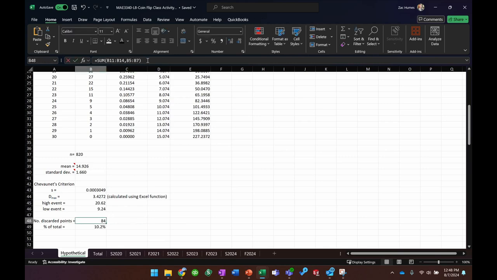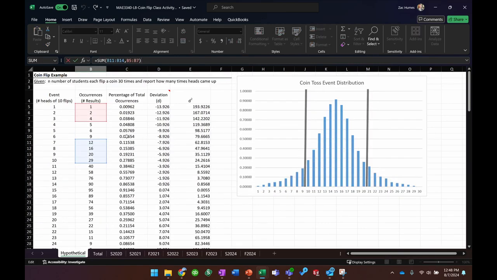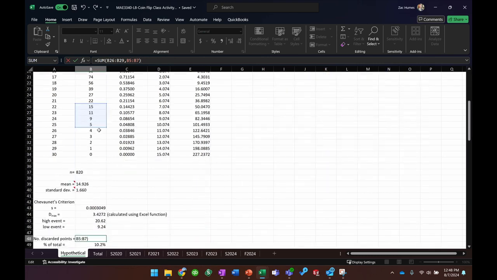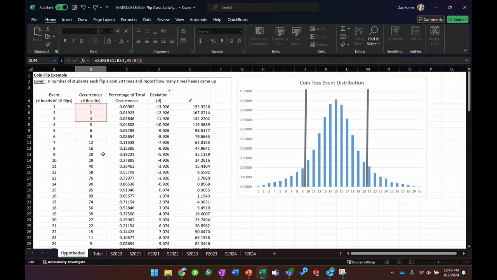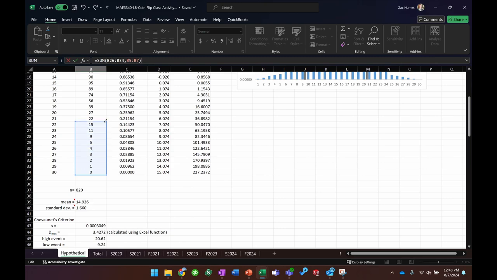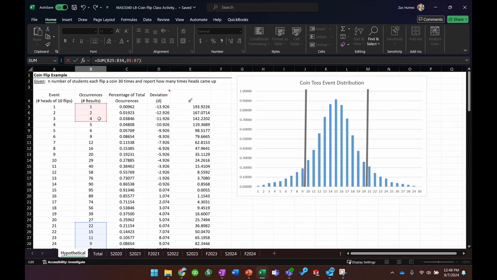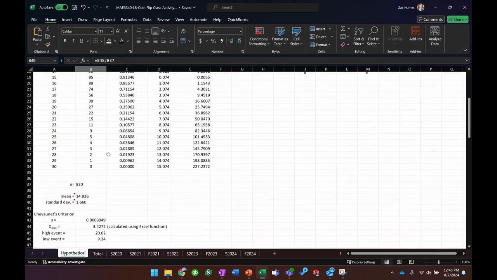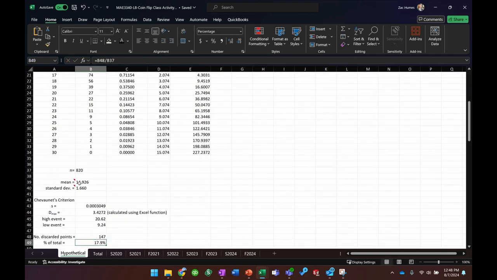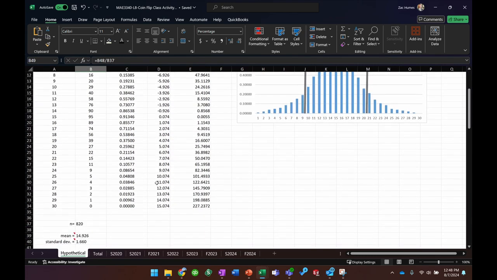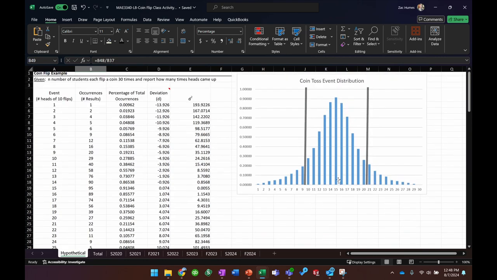So let's see how many data points we're throwing away now. See if we have improved this at all. Looks like we need to adjust this, so it is down here. We threw away 21 through 30, and then 1 through 9. So now we're throwing away 147 data points out of 820, which is 17.9%. So it did get better by tossing the coin 30 times in this hypothetical scenario. It does look more Gaussian, and it also makes us a little bit more comfortable throwing away those outliers because it's a smaller percentage of the overall data. Hopefully that helped illustrate it a little bit better.